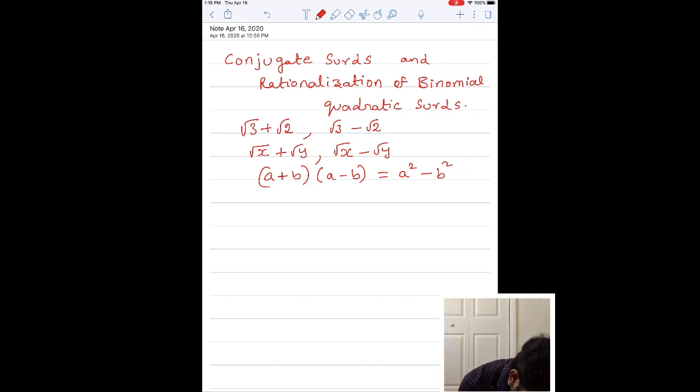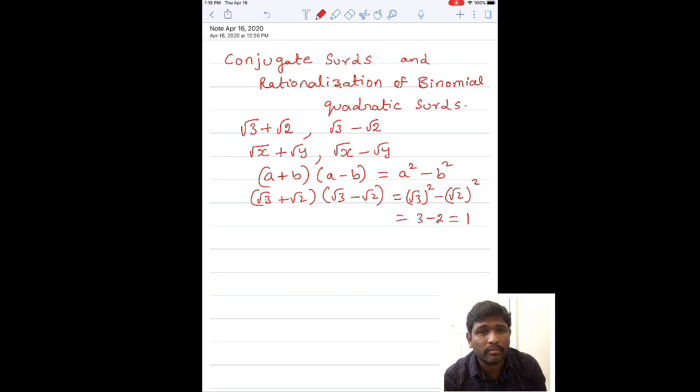See, let us take the example root 3 plus root 2, when it is multiplied by its conjugate surd, which is root 3 minus root 2. So this is in the form of (a plus b) into (a minus b), which gives you a square minus b square, which equals 3 minus 2, which equals 1. This is a rational number. So when you multiply two conjugate surds, you are going to get a rational number. This is one of the most important things we need to know.